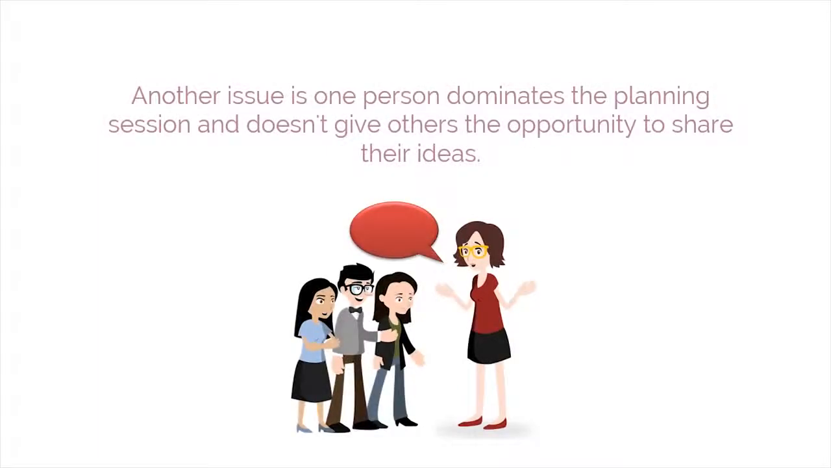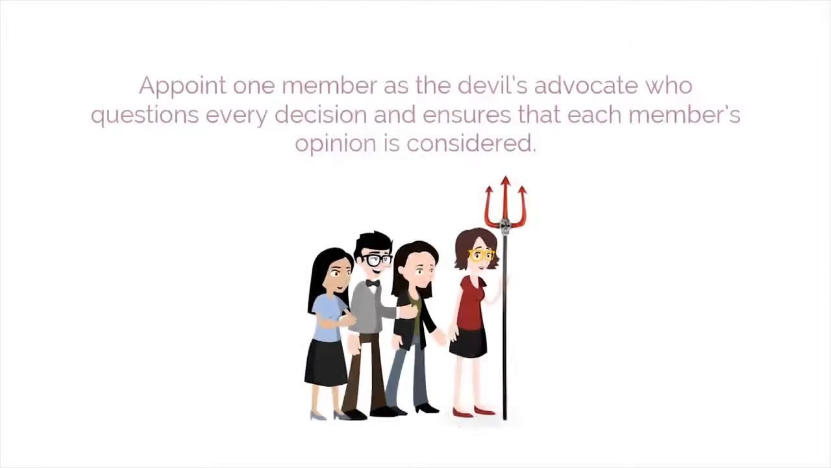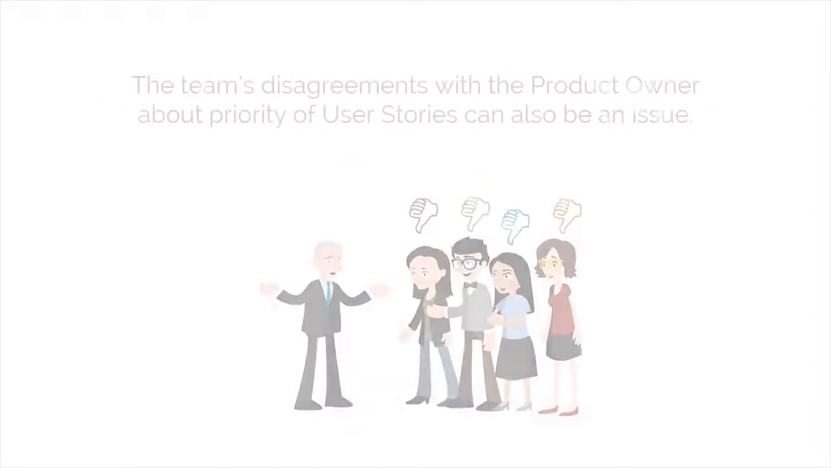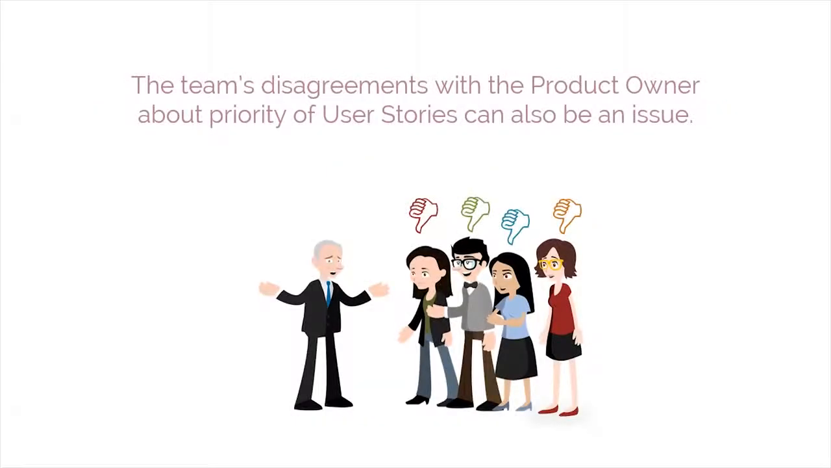Another issue is that one person dominates the planning session and doesn't give others the opportunity to share their ideas. Because Scrum is a technique that requires a lot of consensus-based decision-making, it is a good practice to appoint one member as the devil's advocate, who questions every decision and ensures that each team member's opinion is considered. The team's disagreements with the product owner about priority of user stories can also be an issue.